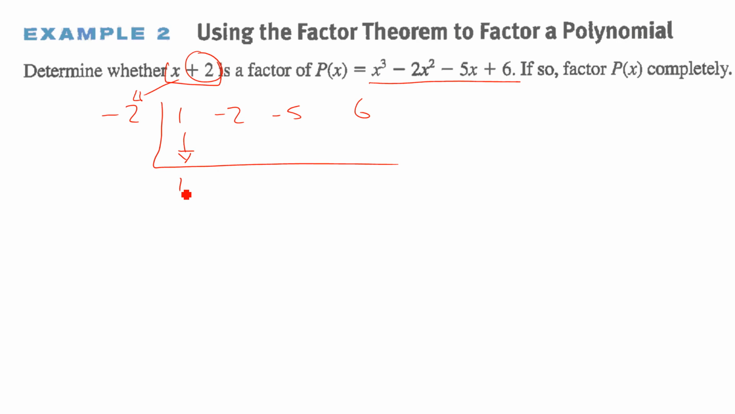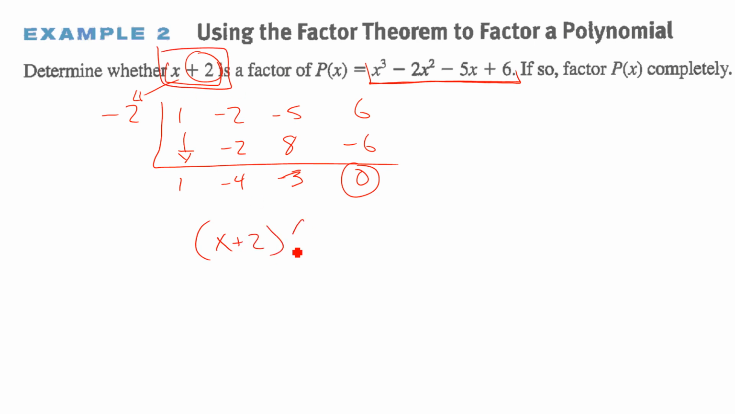Let's see what happens. 1 comes down, we get negative 2. We get negative 4. We get positive 8. We get positive 3. And so then we get negative 6. Hey, look at that. The remainder is 0. It is a factor. So what has just happened? This can be factored into x plus 2, which we had from the original, times this, which is 1x squared minus 4x plus 3.